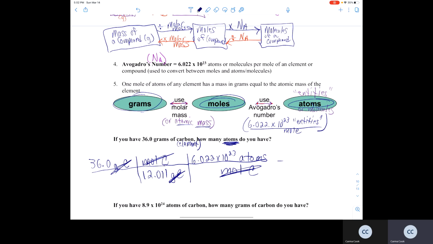So now we're ready to do the math. 36.0 times 6.022 times 10 to the 23rd. And then we'll take that result and divide by 12.011. And we get 1 point, and we need 3 significant figures in our answer. So 1.80 times 10 to the 24th atoms of carbon.